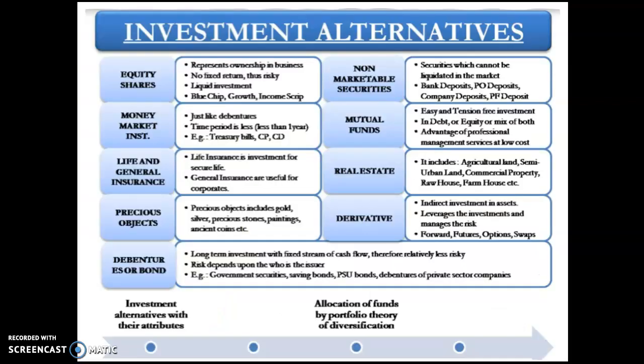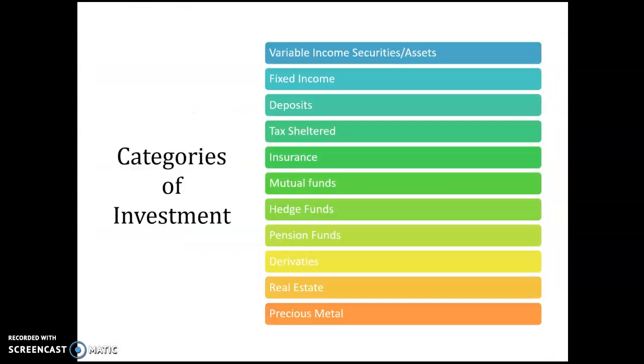Next we move on to the investment alternatives. In this picture, there are a number of alternatives like equity shares, money market instruments, life insurance, precious objects, debentures, bonds, non-marketable securities like bank deposits, post office deposits, company deposits, mutual funds, real estate, derivatives. These are considered categories of investment, and some of them are listed here.